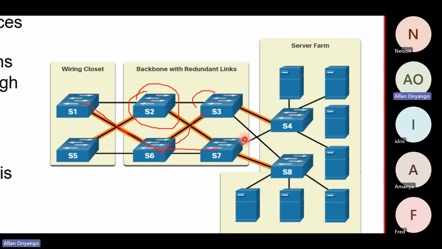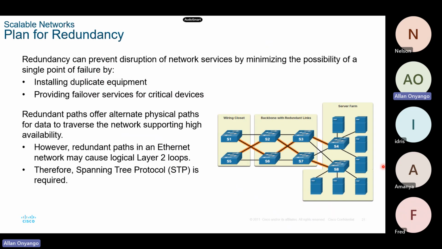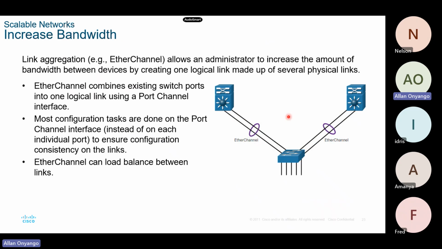And even if it was S3 that went down, traffic will still be able to reach the servers in the server farm, okay? And so redundancy basically means having multiple links or multiple devices within the network to be able to prevent what is called a single point of failure, okay? So have duplicate equipment, or provide extra links to be able to continue providing access within the network.